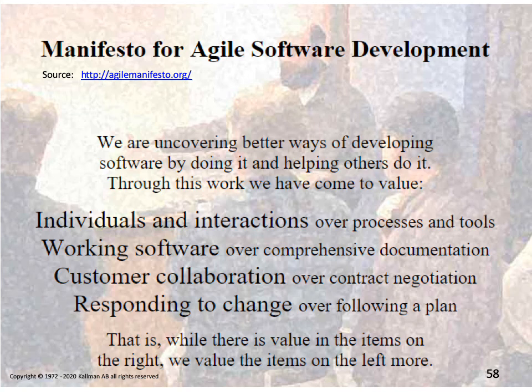Through this work, we have come to value, and here are the 4 value statements for the Agile Manifesto: individuals and interactions over processes and tools, working software over comprehensive documentation, customer collaboration over contract negotiation, responding to change over following a plan.